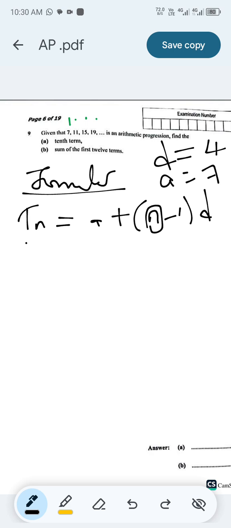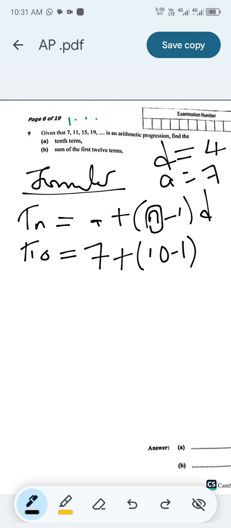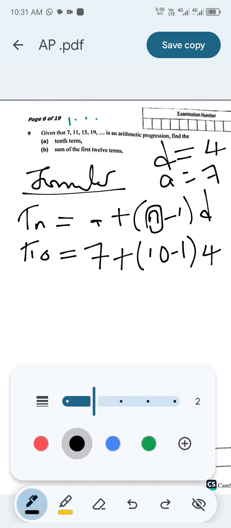So now we are going to say the 10th term is equal to, what is our first term? Our first term is 7 plus, what is the number of term we are looking for? It is 10 minus 1. Then what is the common difference? It is 4. You've seen how simple it is. This is actually very simple.